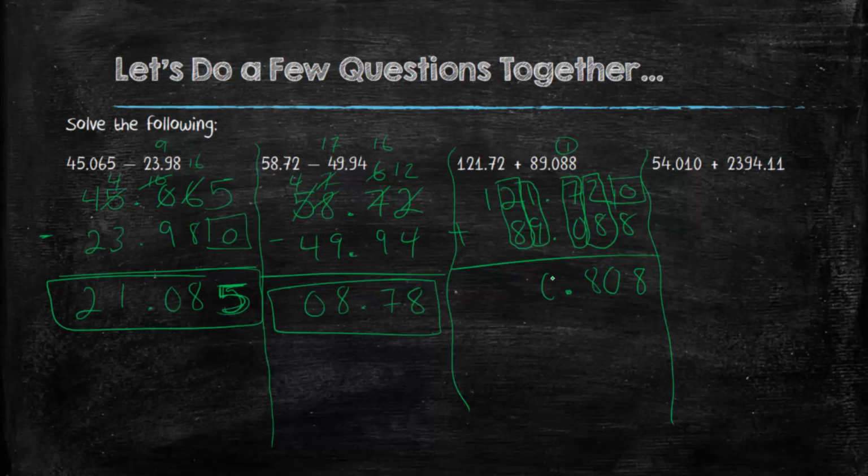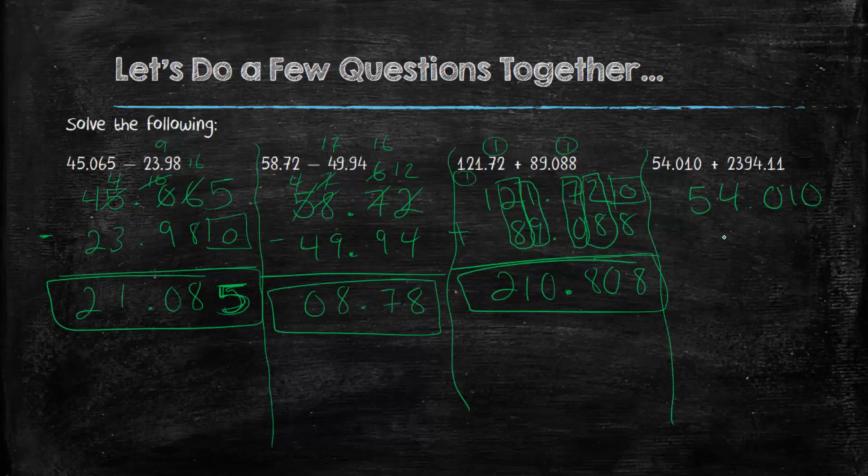1 plus 9 is 10. 0, carry the 1. 1 plus 2 is 3, plus 8 is 11. Put down the 1, carry the 1. 1 plus 1, 2. Our answer is 210.808.